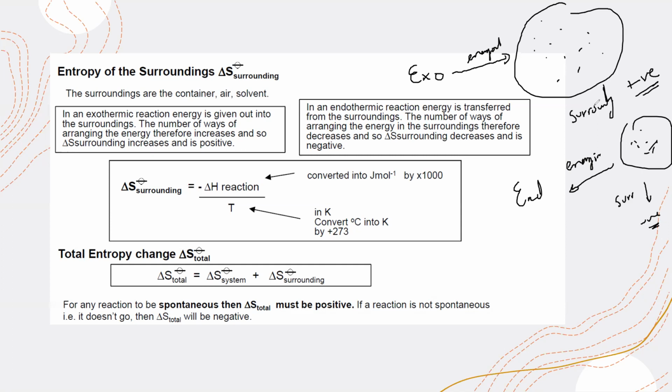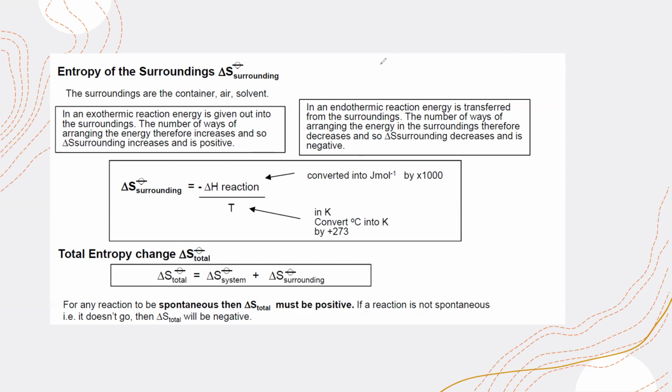But how can we calculate it practically? Practically it is calculated by a formula. Entropy of the surroundings is minus delta H by T. And as it is minus delta H by T, for an exothermic reaction delta H is negative. This sign is for standard. If you remember, standard conditions means you have 1 mole of a substance at 1 atm, 298 Kelvin or 25 degrees centigrade, and a pure form of the substance is used.